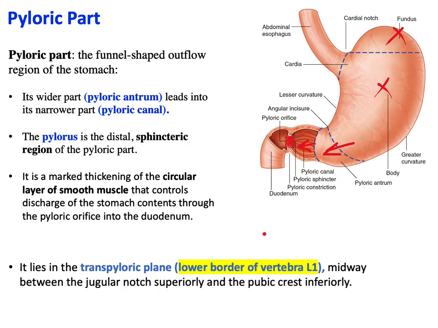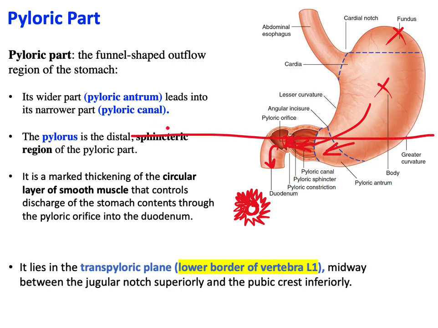I will show you after a couple of slides. And this opening is the pyloric orifice. The opening itself is the orifice, but the thickening of smooth muscle forming the sphincter is called the pyloric sphincter. But this is the orifice, right? The pyloric orifice. It guards, of course, or controls the discharge of the stomach content to the duodenum. The pylorus is located at a level known as the pyloric plane, at the level of L1.